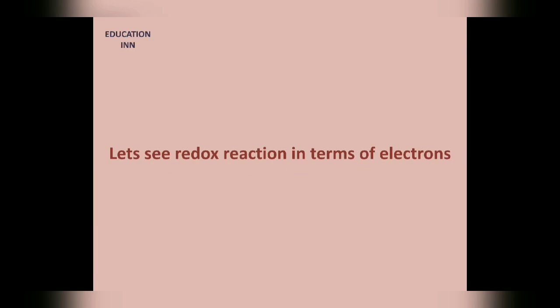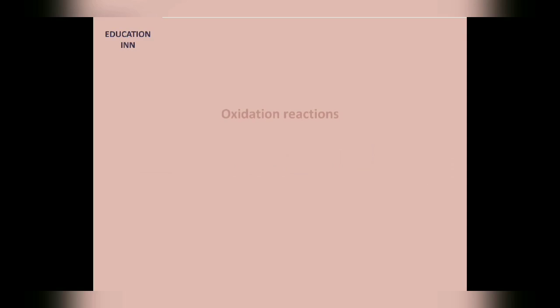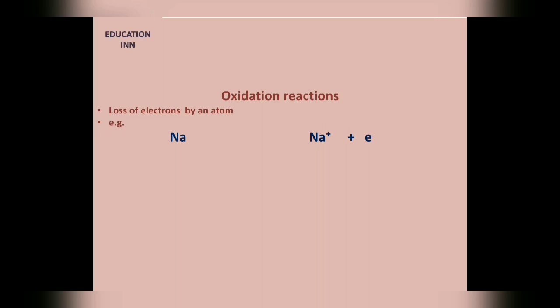Now let's see redox reactions in terms of electrons. First, see oxidation reactions. Loss of electron by an atom is called as oxidation reaction. For example, sodium, which belongs to group number 1, has the ability to lose one electron as it has one electron in valence shell. So when it loses one electron, it produces sodium ion, and since this involves loss of electron, this is called oxidation reaction.